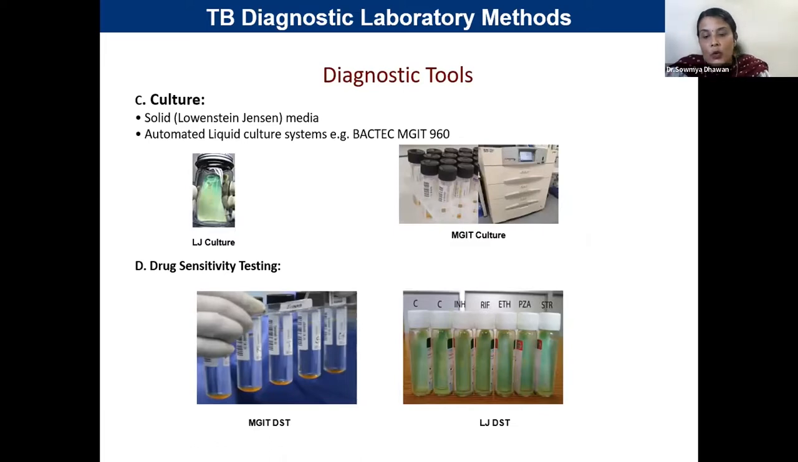The solid medium is the Lowenstein Jensen medium. Though the program is not recommending a solid medium, laboratories still prefer to keep a solid backup in order to maintain their proficiency. The second is the automated liquid culture system, which includes the BACTEC MGIT 960, the Mycobacterium Growth Indicator Tube, as already mentioned by Dr. Rajan. This is the one which is seen here. It's the 960, which means it has a capacity of 960. We also have the 320 machine with a capacity of 320.